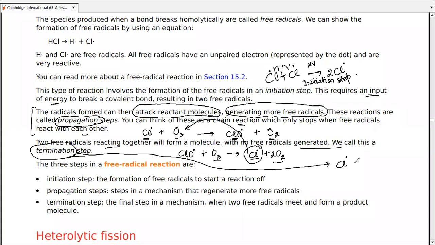Take a look. Sir, I have a question. Free radical, go ahead. Sir, the ClO is minus, right? No, it's not negative one.